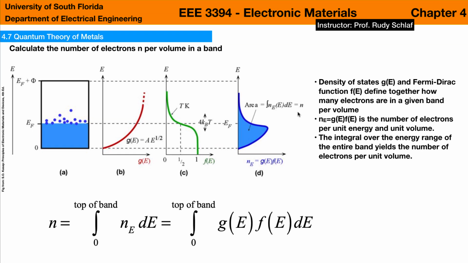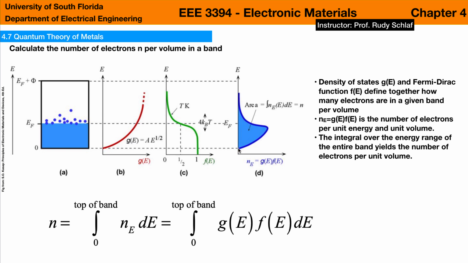And now we're ready to put it all together. So we understand now how the density of states is distributed across the band. We know how to put the electrons in with the Fermi-Dirac function. And if we multiply these two functions, now we get a picture of how the electrons stack into the band. If we multiply the density of states with the Fermi-Dirac function, then we get the number of electrons per unit energy and unit volume. That's the blue curve here.